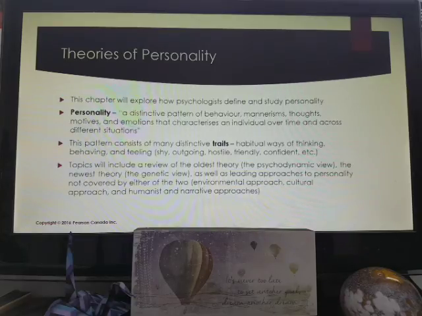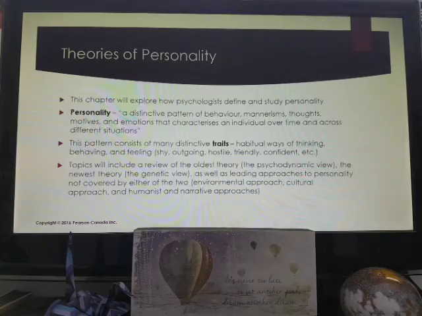So you can have habitual ways of thinking, behaving, and feeling. That's basically the definition of a trait. So being shy, outgoing, hostile, friendly, confident, those are all examples of traits. So these are habitual ways of thinking, behaving, and feeling.